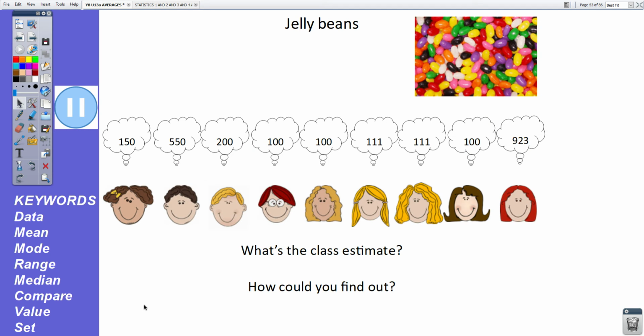So back to this question, jelly beans. There we have a selection of estimates, quite wild estimates for that little diagram, but let's assume it's a three-dimensional image and there's a lot more jelly beans up there than you can perhaps see. So there's our estimate. What's the class estimate? How could you find out?